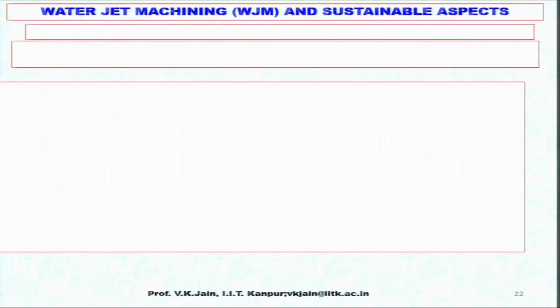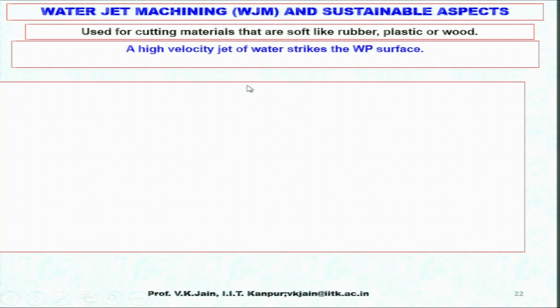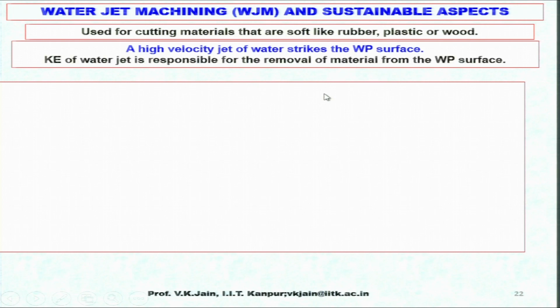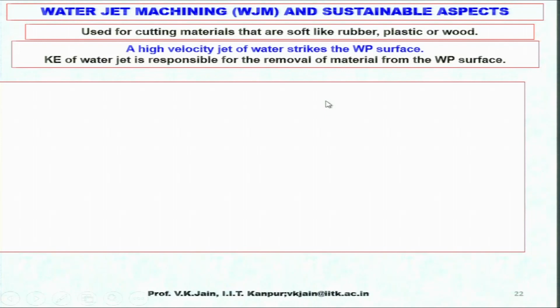Water jet machining and sustainability issues. It is used for cutting soft materials like rubber, plastic, or wood. A high velocity jet of water strikes the workpiece surface. The velocity of the water jet may be very high, 300-400 meters per second. The kinetic energy of the water jet is responsible for the removal of material from the workpiece. However, in this particular case, as we have already seen, soft materials are being cut.